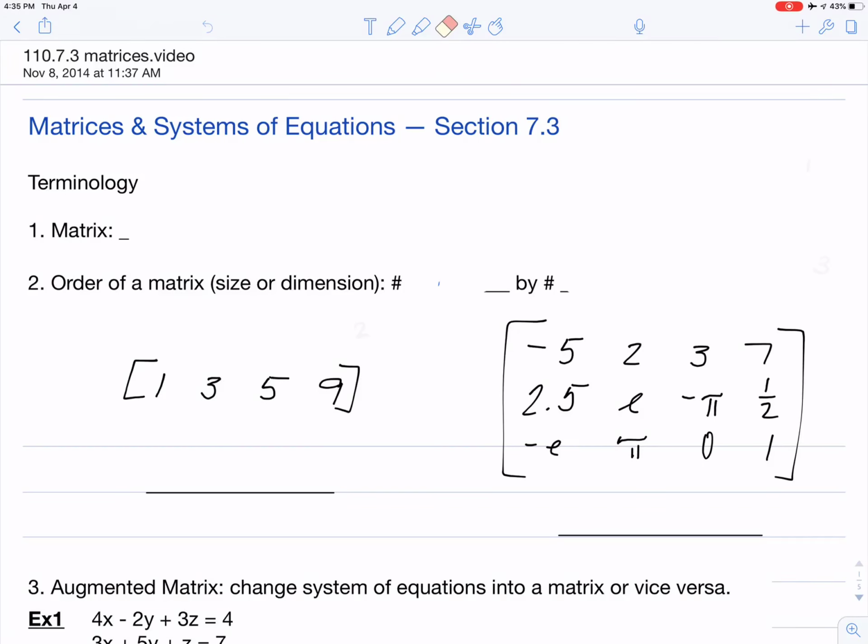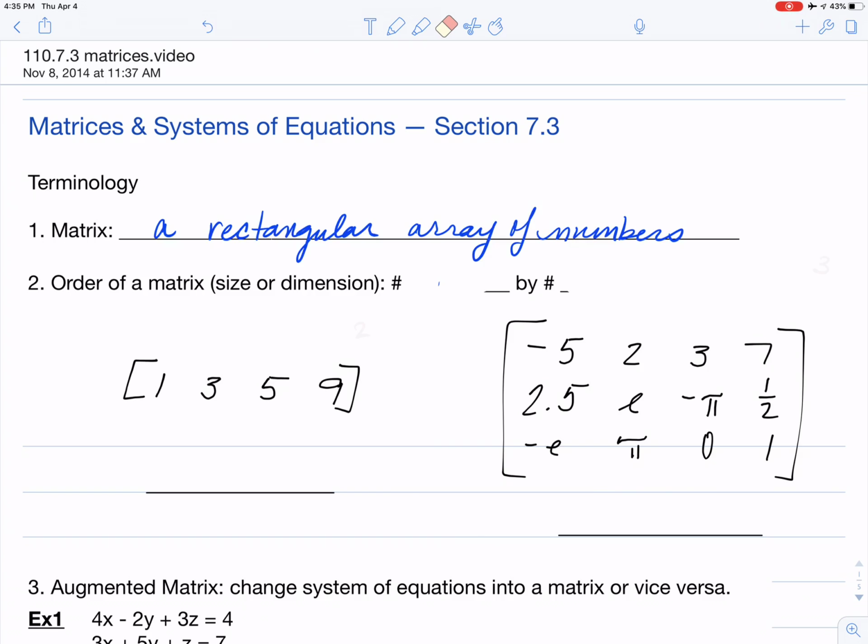Hey folks, this is the only video in this particular section, so let's just talk about what a matrix is and how they deal with systems of equations, which is what we worked with in the last section. So right off the bat, the definition of a matrix is simply a rectangular array of numbers. You can see two examples later on the screen here, two examples of a rectangular array of numbers.